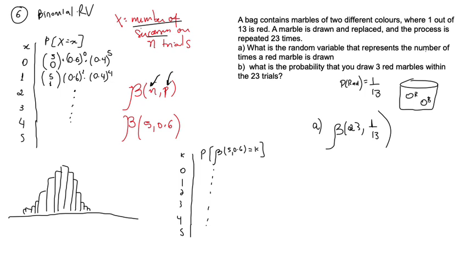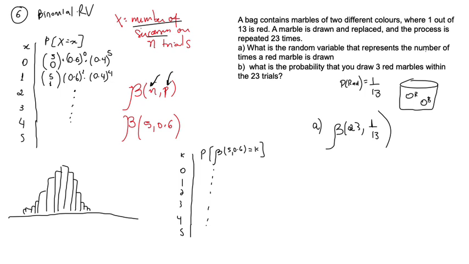It's just putting on the symbol, the notation. Okay? Any questions on the notation? That 23 is the number of trials, k is the number of successes, p is the probability of success. Okay?